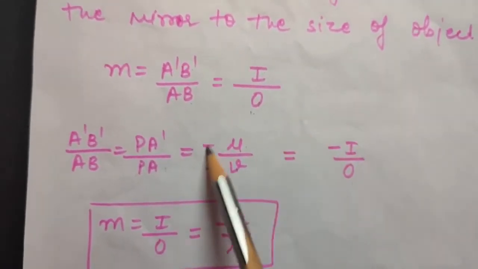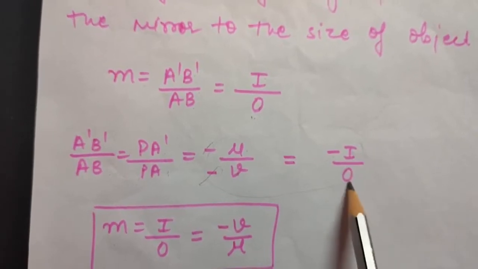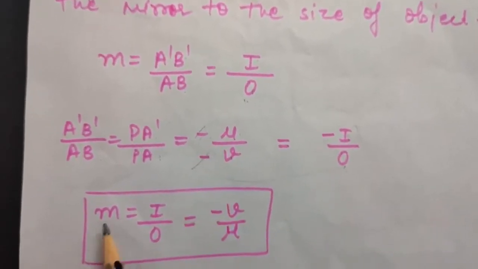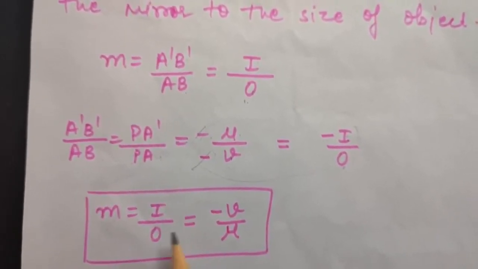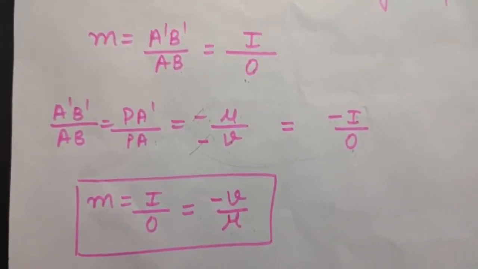Now if you look at these, this minus will cancel out by this minus. So I by O will come to be minus V by U. I am taking this minus this side. So magnification is defined as the size of image upon size of object, and which is equal to minus V by U in case of mirrors.